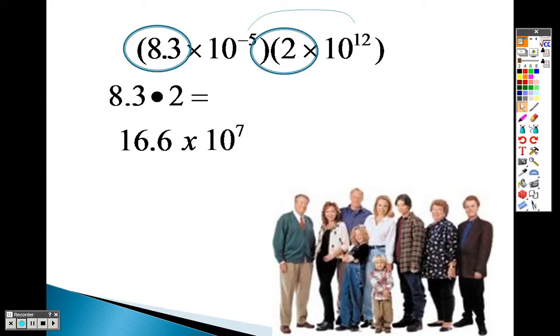But this right here, this is 16.6. That's not in between 1 and 10. So I have to move the decimal point. And I move it 1 spot to the left. So if I move it to the left, what happens when you move it to the left? It's positive. So that's why it's now 1.66. And because it's positive, I added 1 to that. So 7 plus 1 is 8. That's why it's 1.66 times 10 to the 8th.